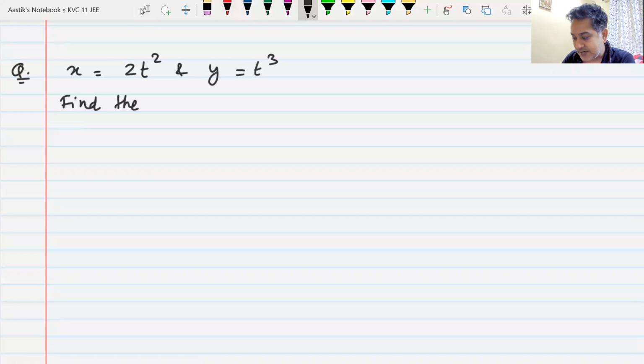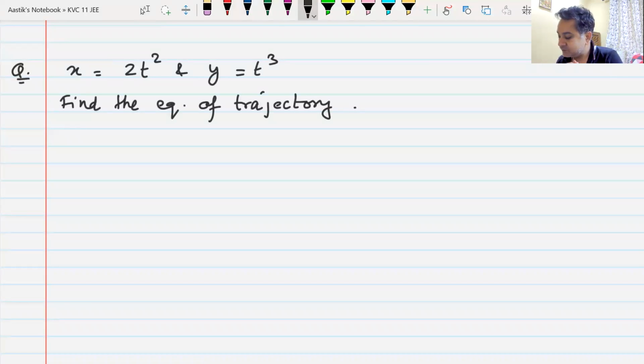That is the question. And if you can do it on your own, I would be pretty happy. x is given as 2t square, y is given as t cube. Can you find the equation of trajectory of this particle? This particle is moving in the xy plane. It will be following a certain path. Can you find out that path?